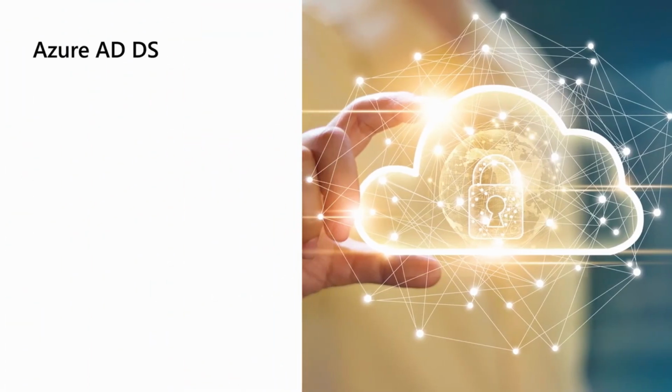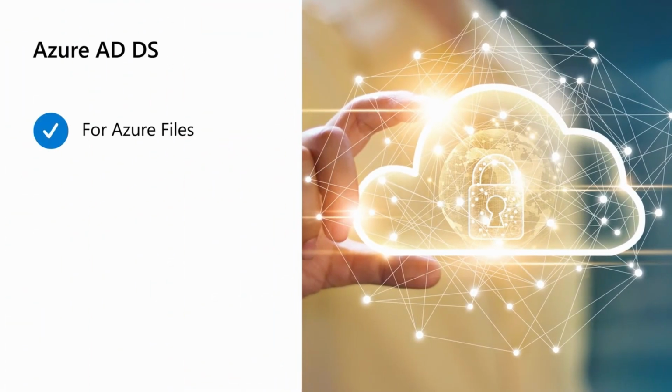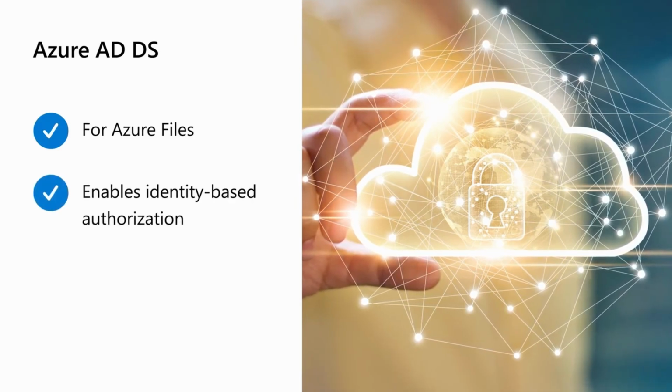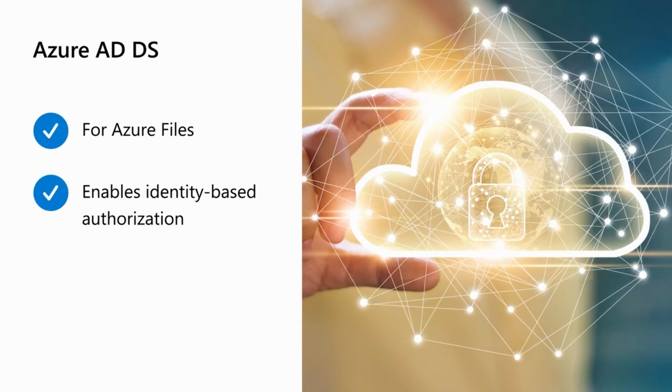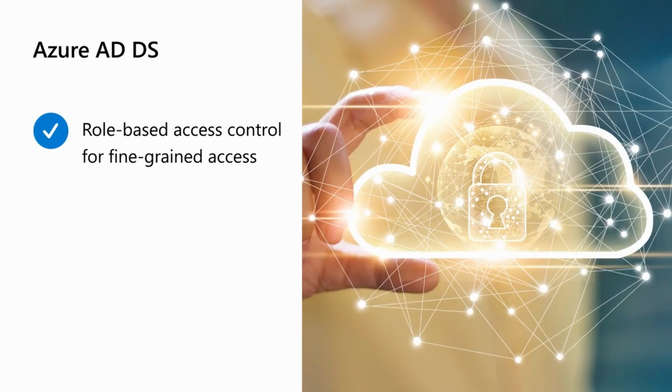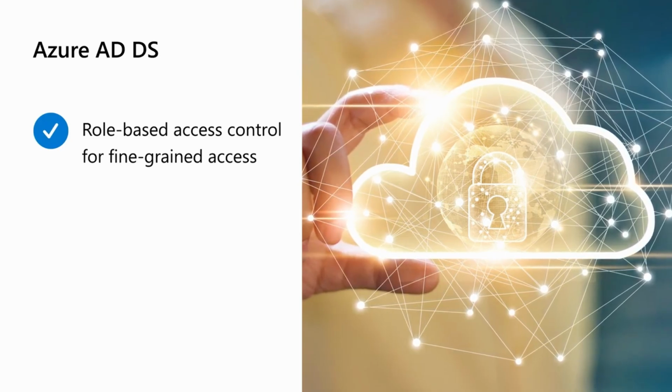Azure AD DS, the next authorization option, is for Azure Files. Azure AD DS enables identity-based authorization over server message block in Azure Files. You can use role-based access control to provide fine-grained control over Azure Files resources in a storage account.